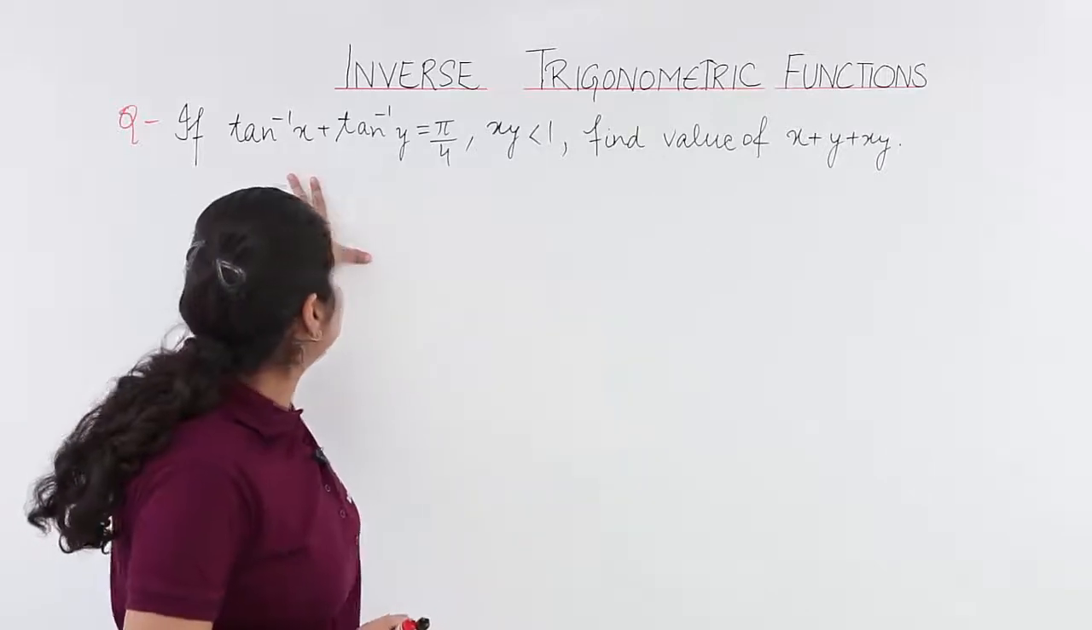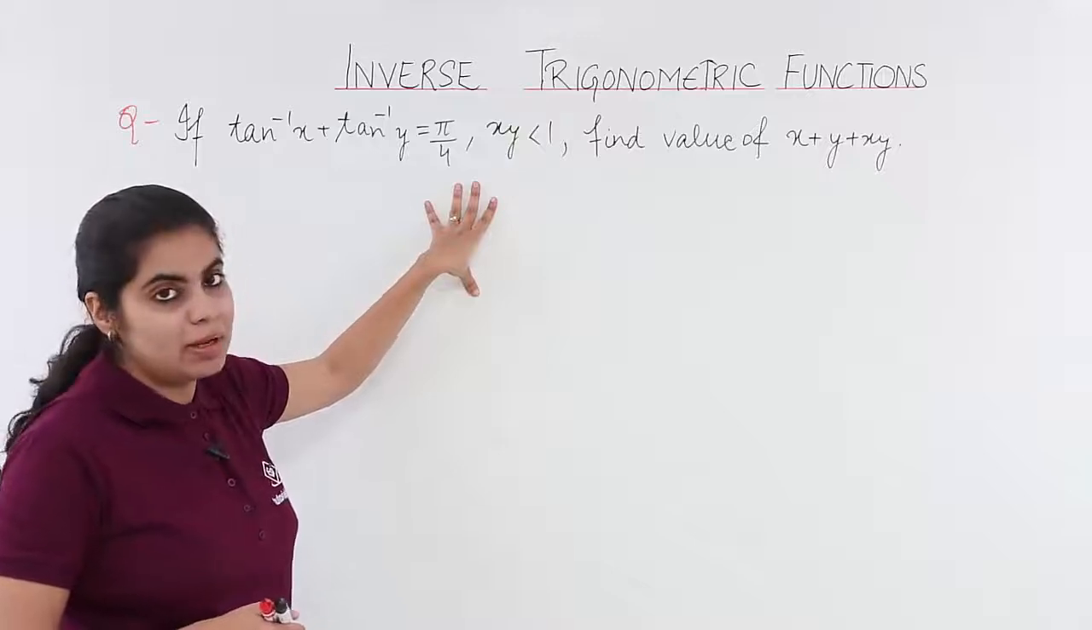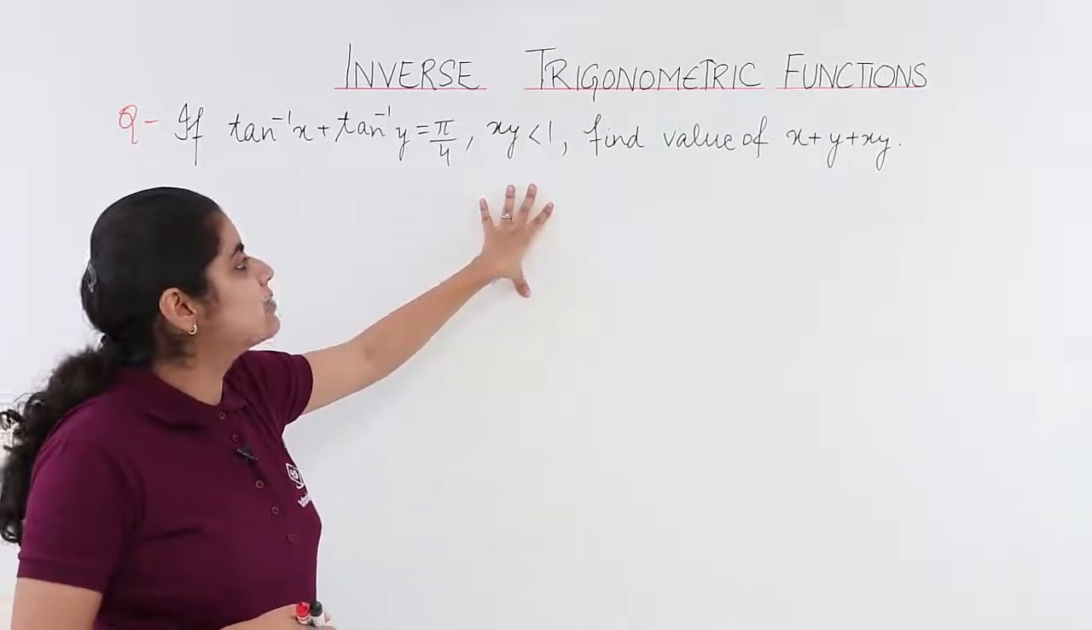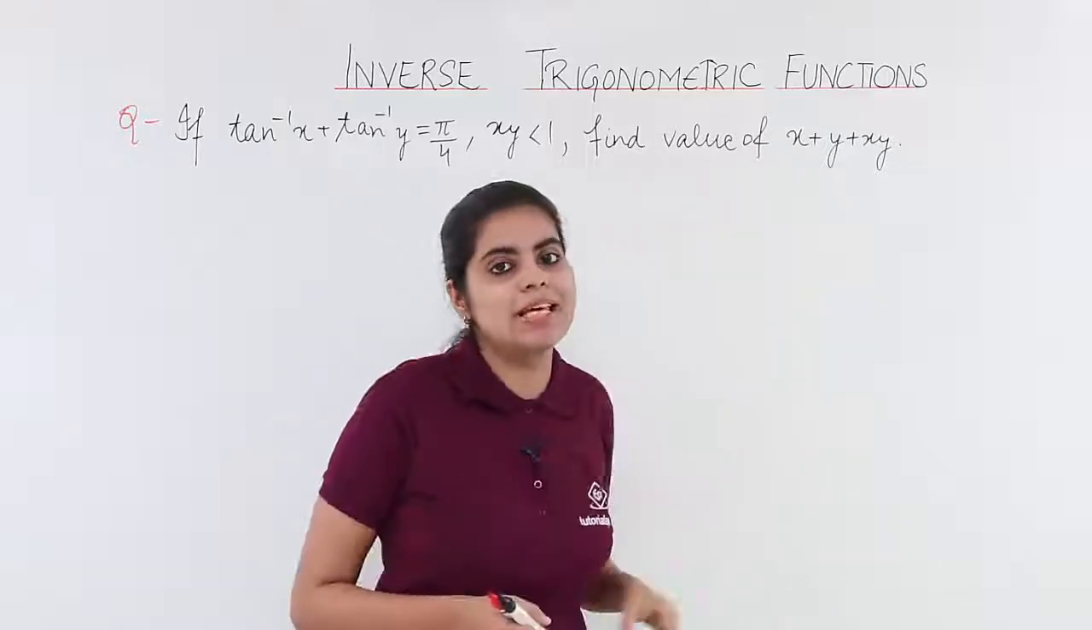The question is, if tan inverse x plus tan inverse y is equal to pi by 4 and my xy is less than 1, find the value of x plus y plus xy.